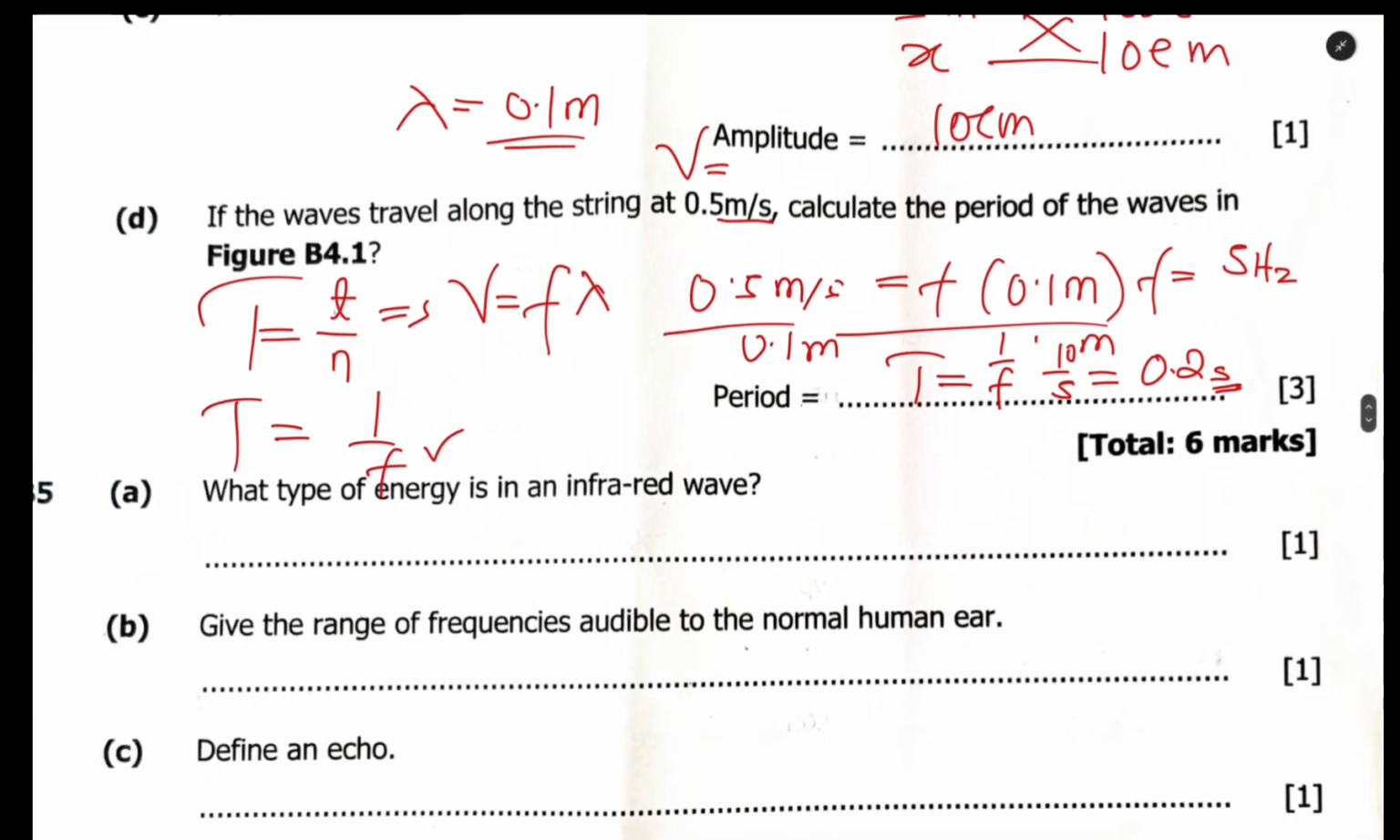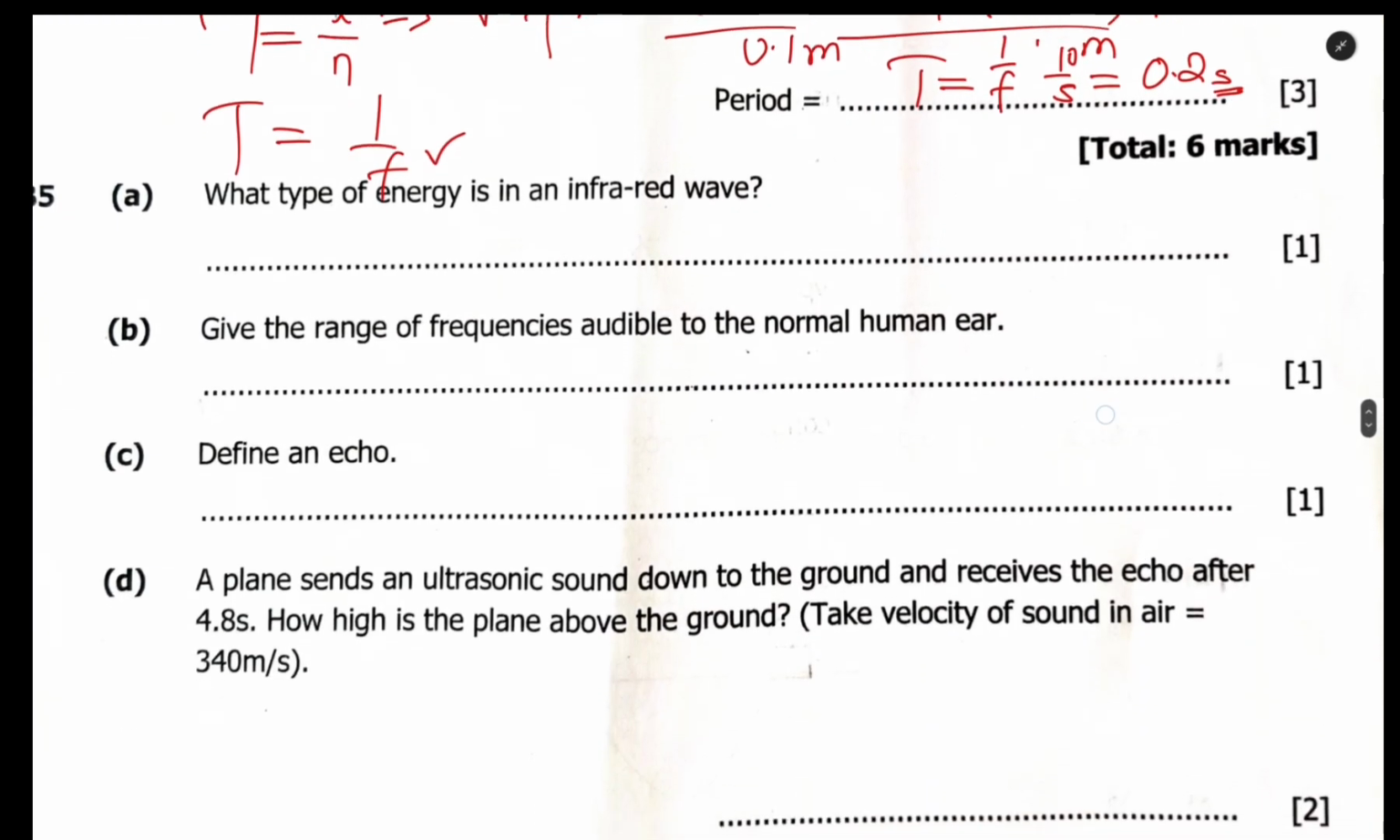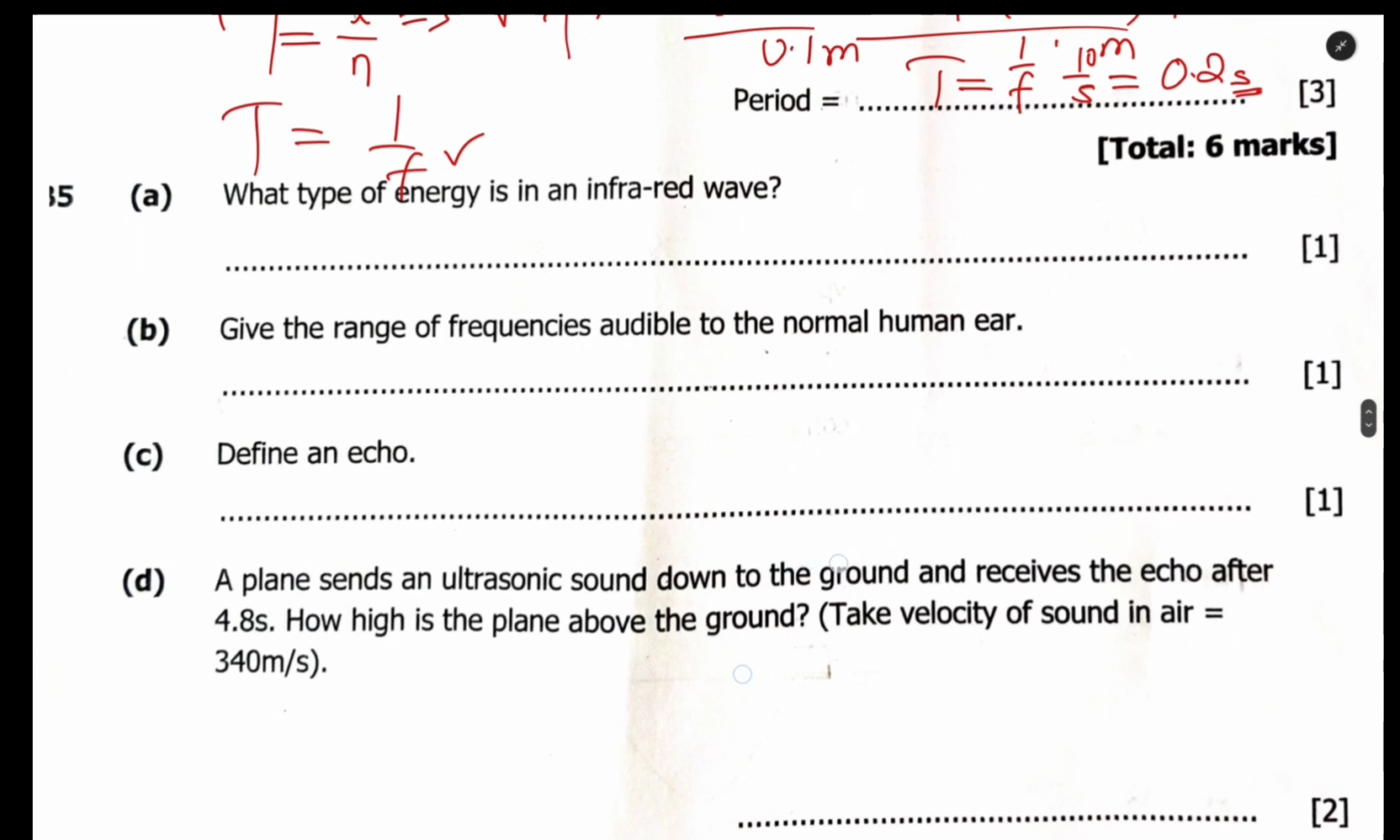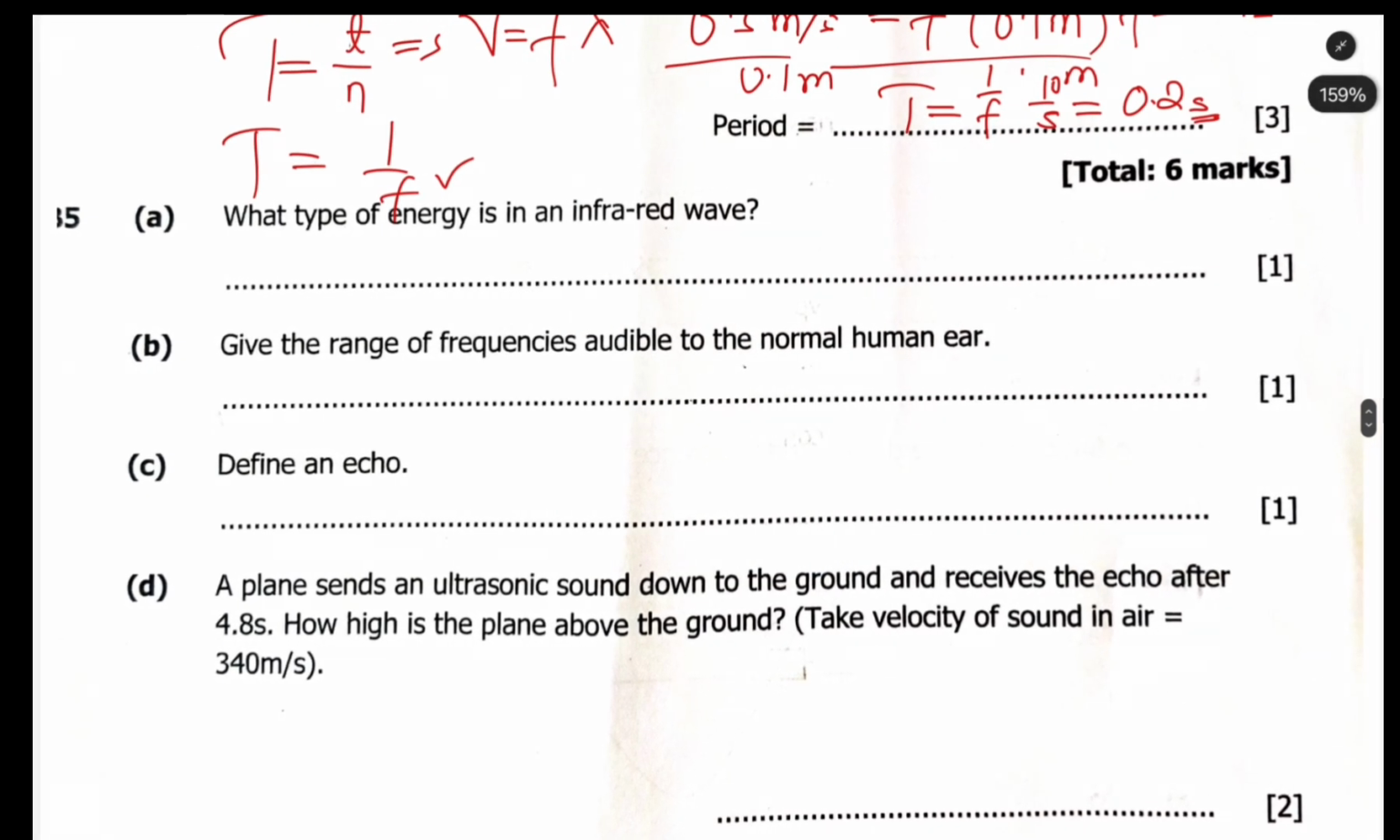Then now we go to question 5. Okay, like I said, we are going to go up to B6. So this is B5. What type of energy is infrared wave? So what type of energy? So this is heat, or you can simply say heat energy. Okay, heat or heat energy.